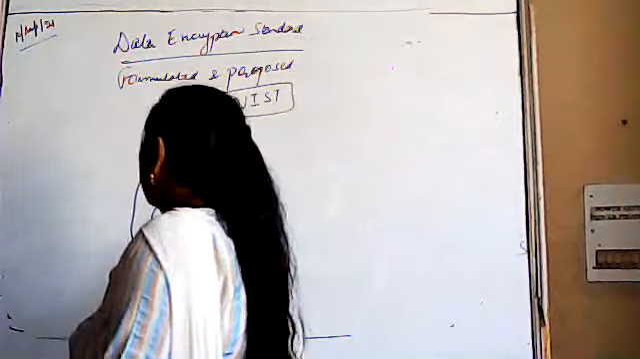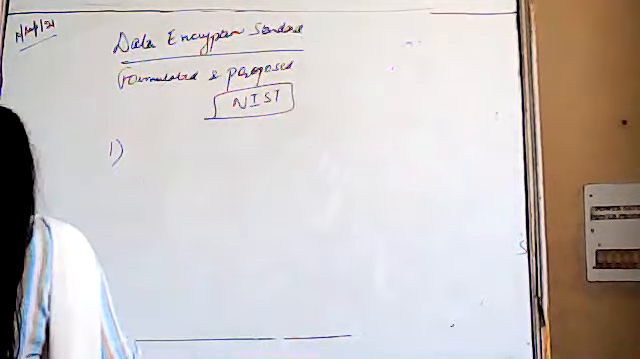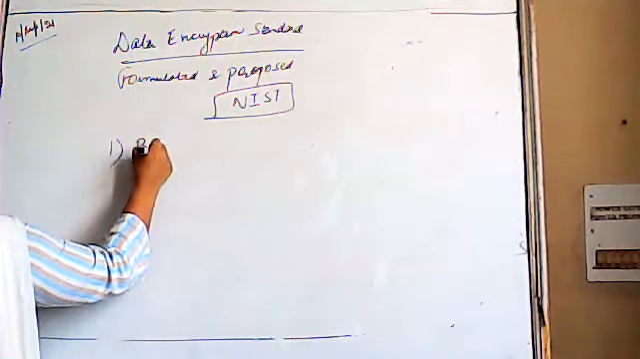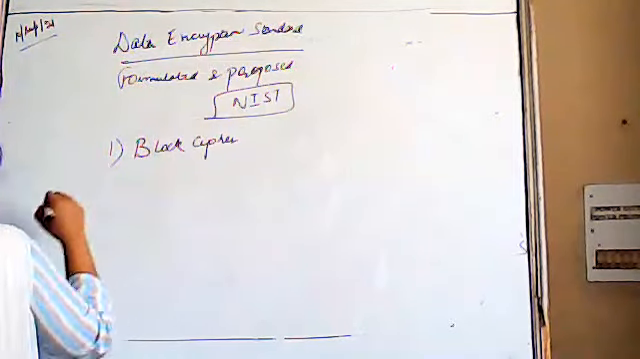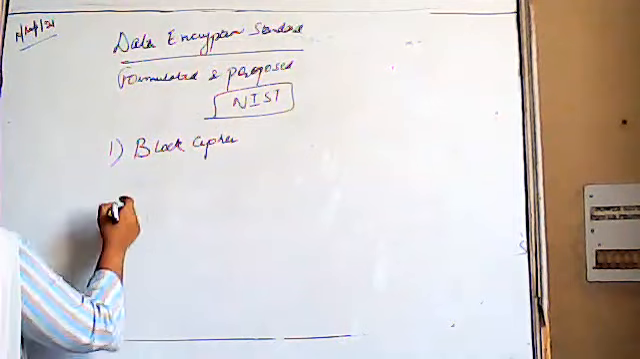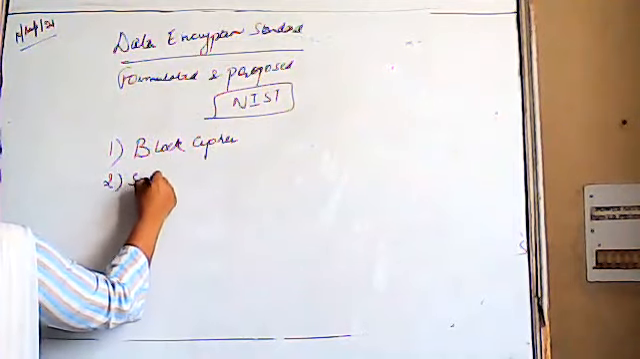So what are the features of DES? The first feature is that it is a block cipher. Second, it is a symmetric cipher.